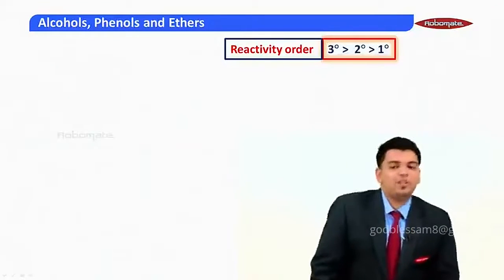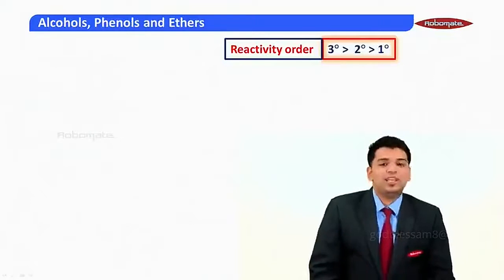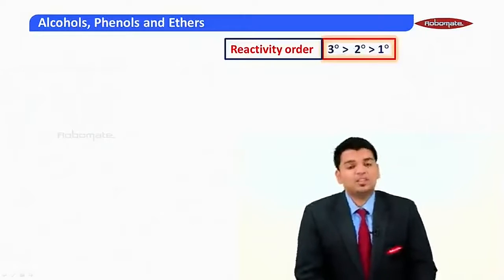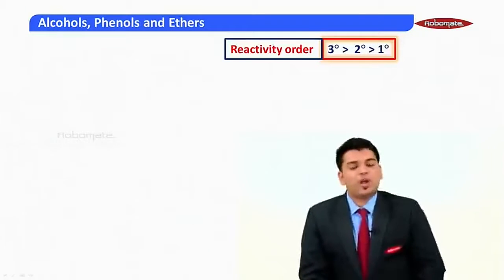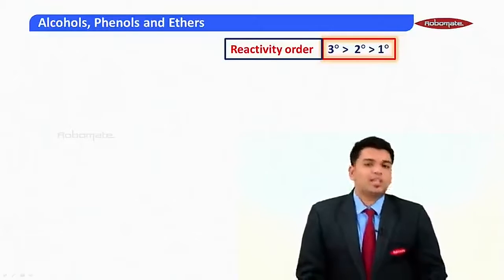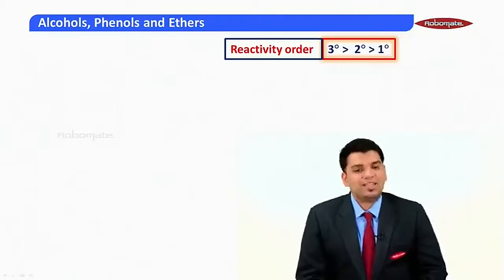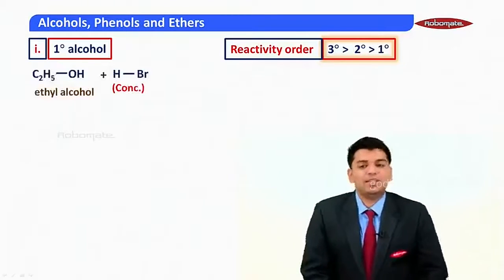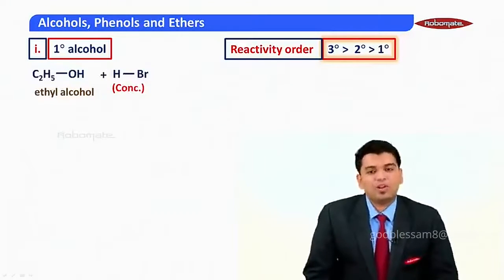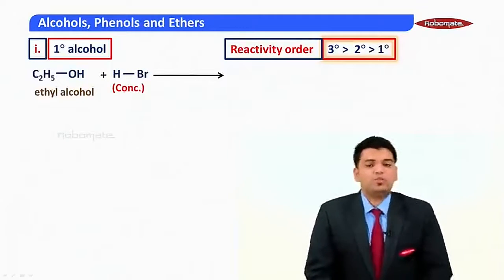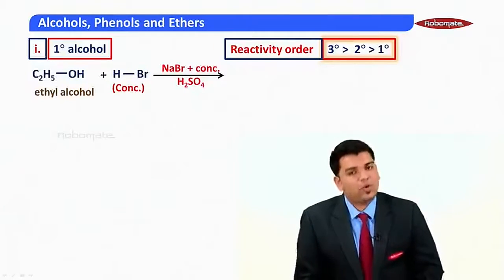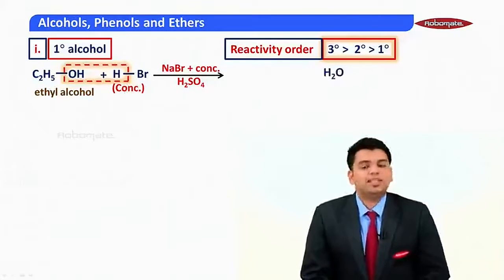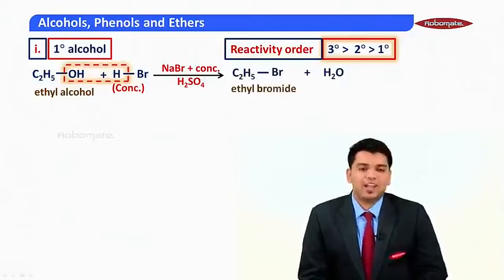Before the reaction, we must again see the reactivity order, which is 3 degree greater than 2 degree greater than 1 degree. This suggests that the conditions required for 1 degree to react would be the harshest, and for 3 degree to react would be the easiest. Let's begin with 1 degree alcohol, and the example we have here is ethyl alcohol. When ethyl alcohol reacts with HBr, which is produced by the reaction of NaBr and conc H2SO4, there is loss of a water molecule, and we are left with C2H5Br, that is ethyl bromide.